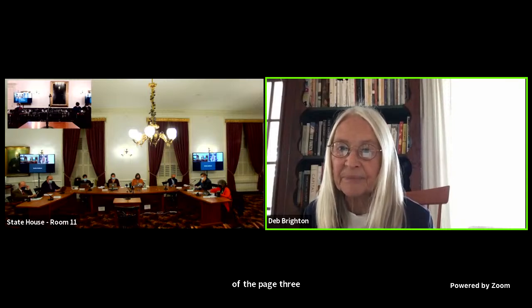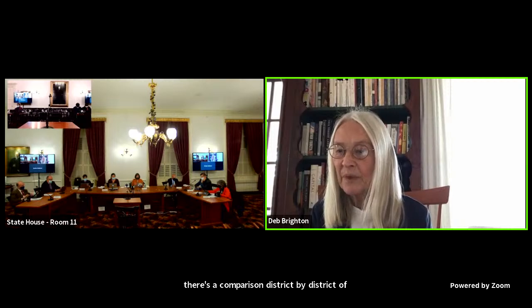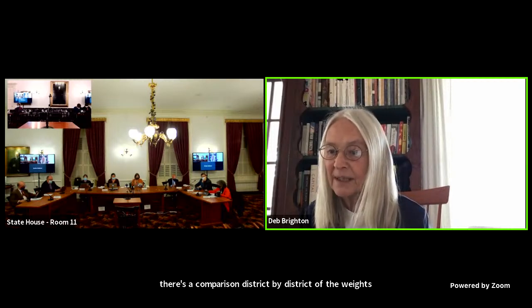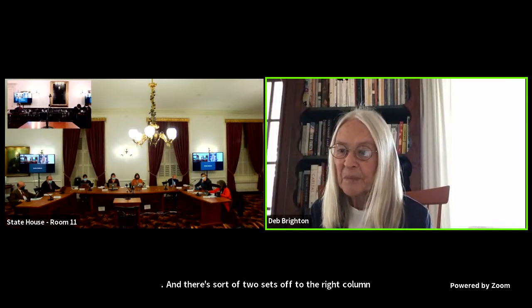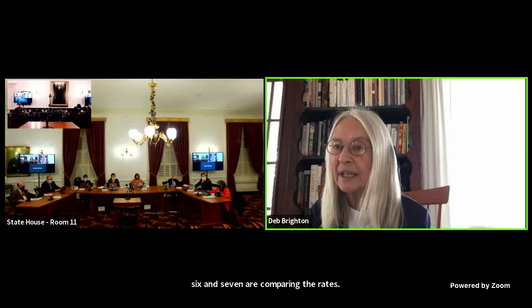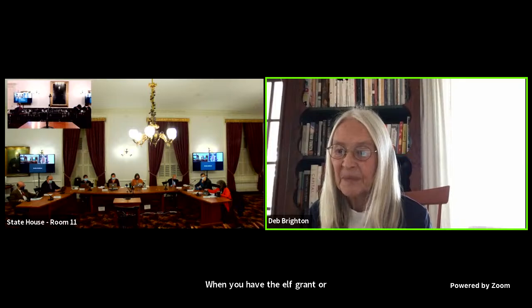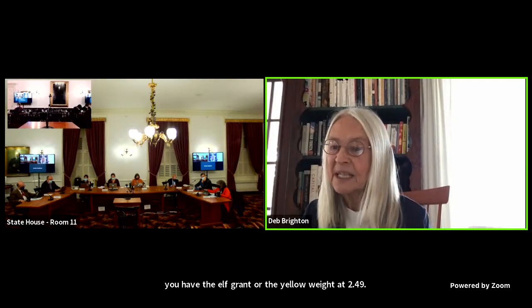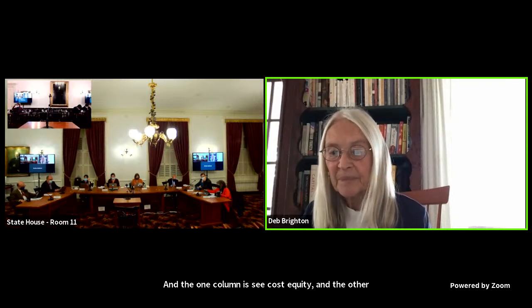There's a comparison district by district of the weights. And there are sort of two sets off to the right. Columns 6 and 7 are comparing the rates when you have the ELL grant or the ELL weight at 2.49. One column is CE, cost equity, and the other column is the weighted equalized pupils.